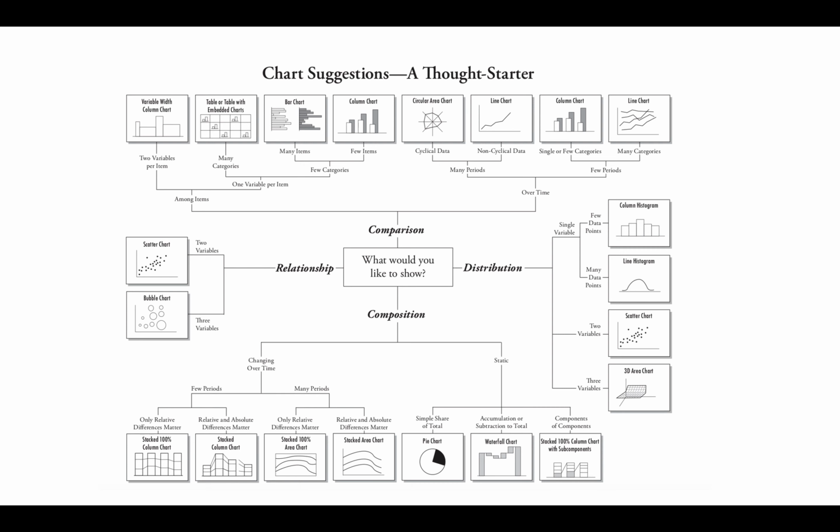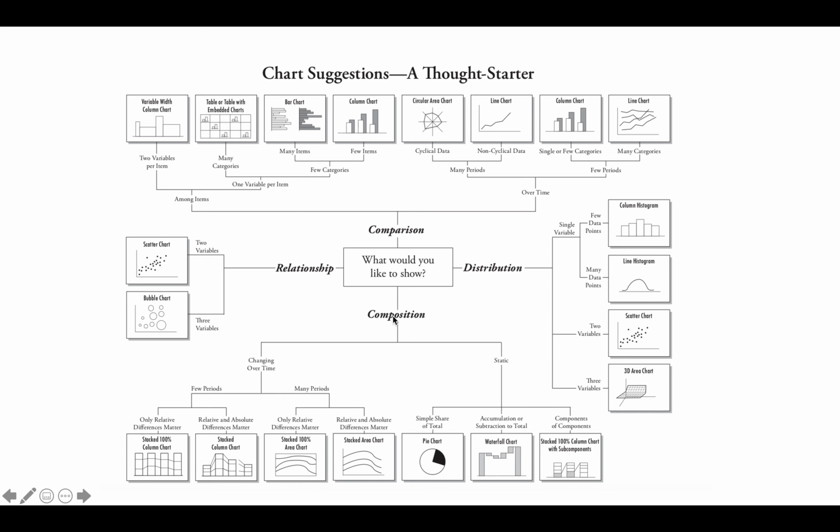For example, if you are looking at a comparison project and you want to compare something over time, and you have few periods but many categories, then you can go for line charts. If you have a distribution problem in hand and you're looking at, let's say, two variables, then a scatter chart probably is the best choice that you have.